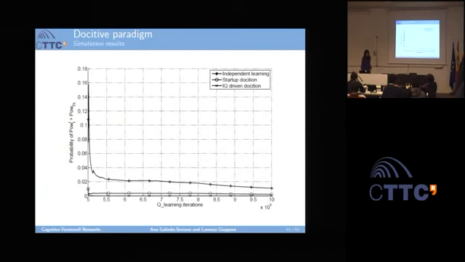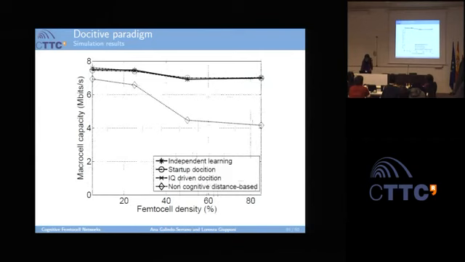So let's go to the results. As we can see, we will have much better performance when we use the docitive techniques in terms of outage probability, and in terms of capacity, we will guarantee the same performance as for the independent learning.